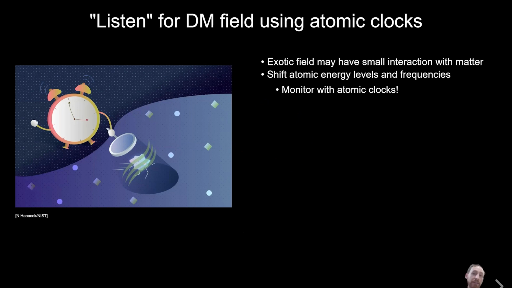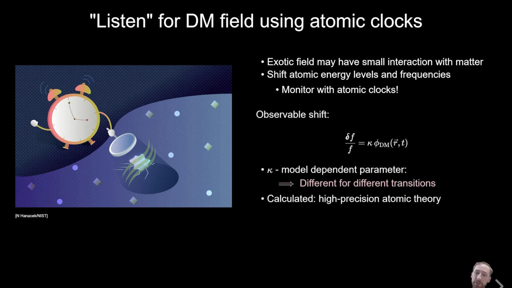The key is that if there's some kind of dark matter field with even a very small interaction with standard model particles, then we expect those interactions to have some impact on the atomic energy levels and therefore the atomic transition frequencies. By monitoring the frequencies of atomic clocks, we hope to see shifts in the frequencies caused by interactions with these dark matter particles. So you will have some kind of observable frequency shift in the clock, which will be dependent on the value of the dark matter field. I've written it here as though it's a linear coupling, but it could be quadratic or much more complicated. But in general, this will depend on the value of the dark matter field.